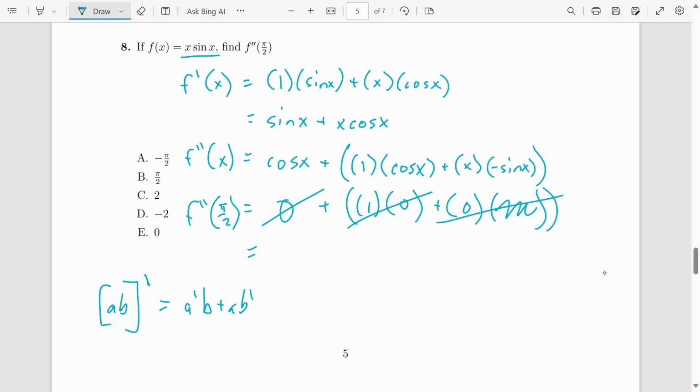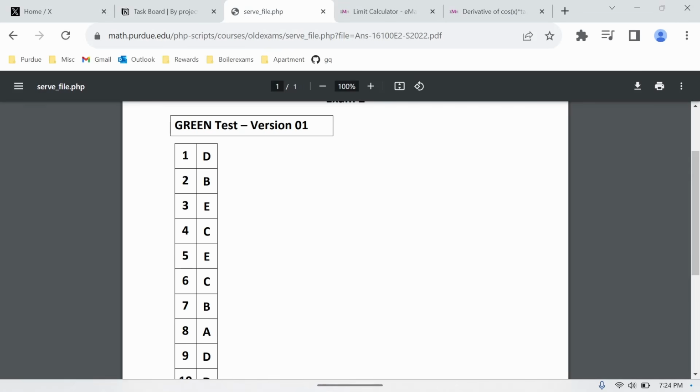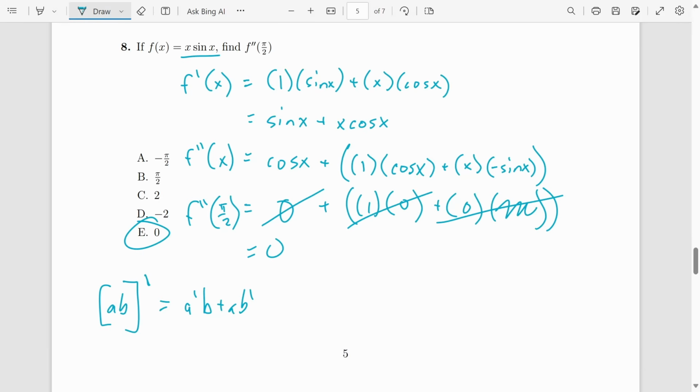Hang on, is this equals 0? Does it actually equal 0? I actually haven't checked. Question 8 is supposed to be A. Hang on, what did I mess up here? Oh, why did I plug in, oh, I messed up right here.